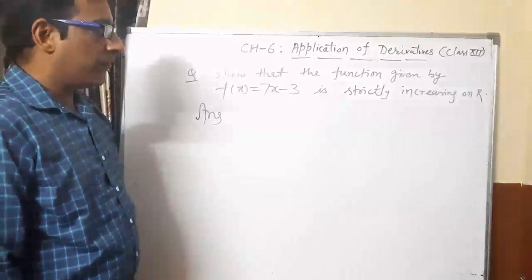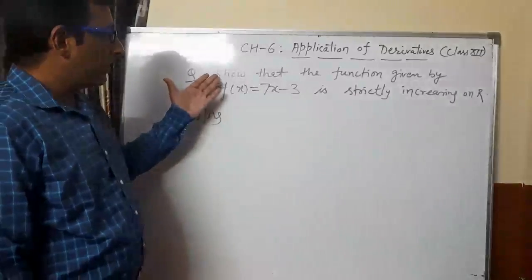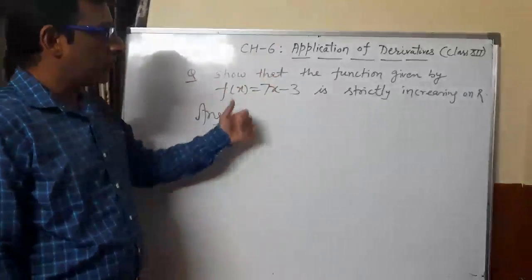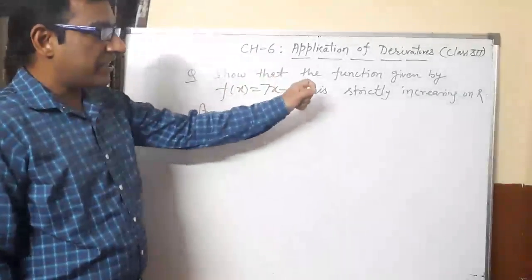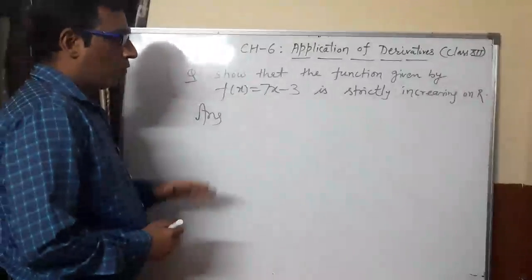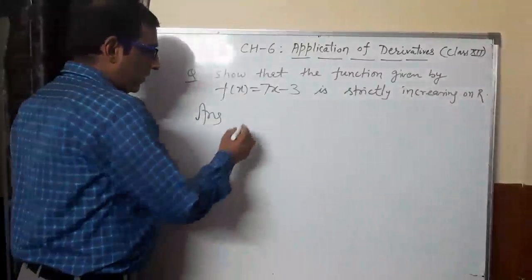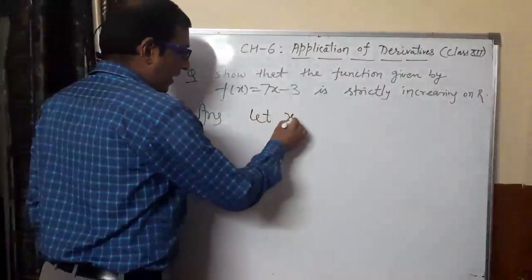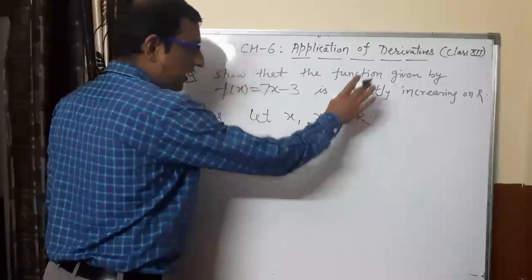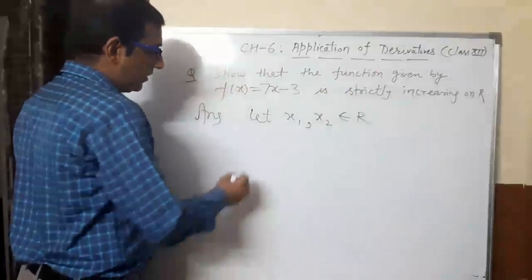Now I am continuing with one problem, and the problem is: show that the function given by f(x) equals 7x minus 3 is strictly increasing on R. So how will we solve this type of problem? Let x1, x2 both be members of R. Here R is the real numbers.